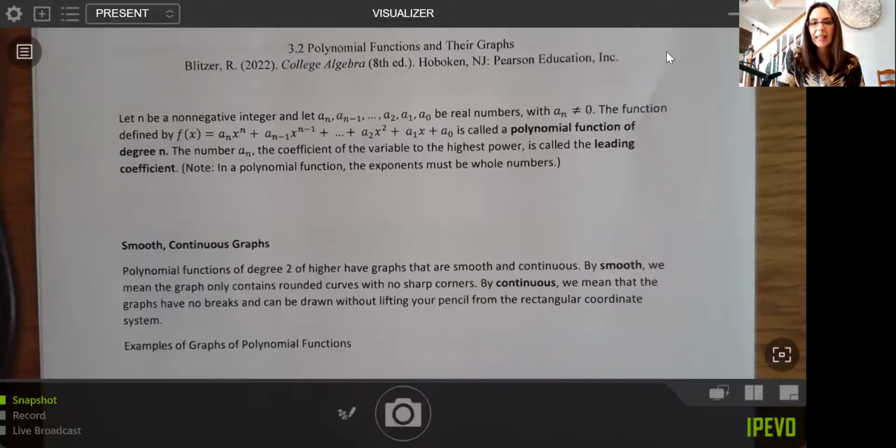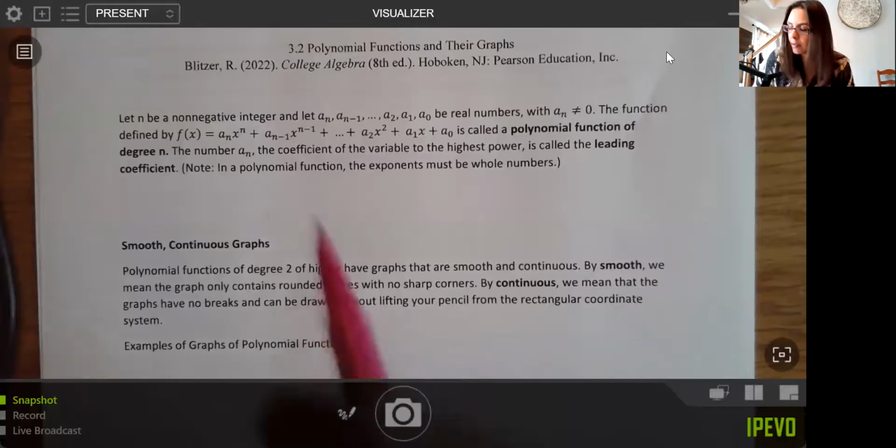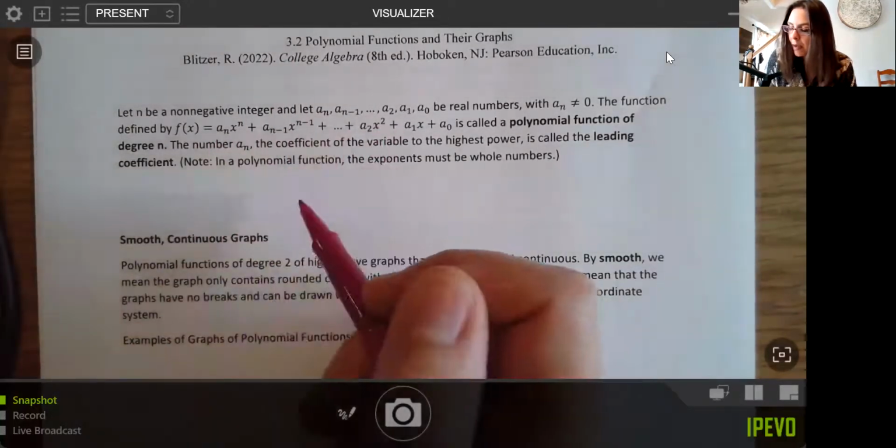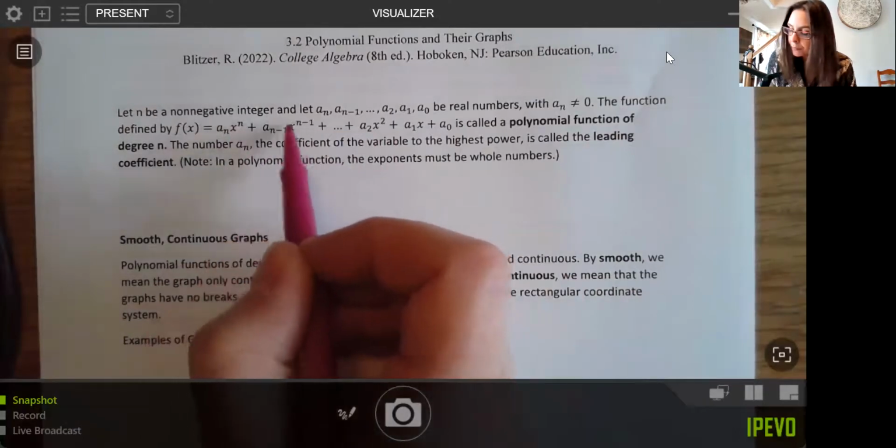Hi, everyone. In this section, we're going to look at 3.2 on polynomial functions and their graphs. So first, let's talk about what a polynomial function is. It's obviously a function, and it's a function that's also a polynomial. So for a polynomial, they look something like this. This is the general form here that you would see.